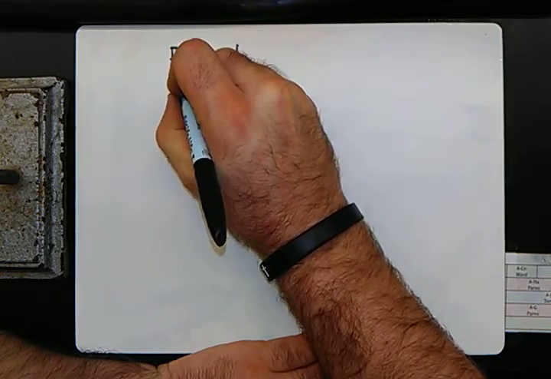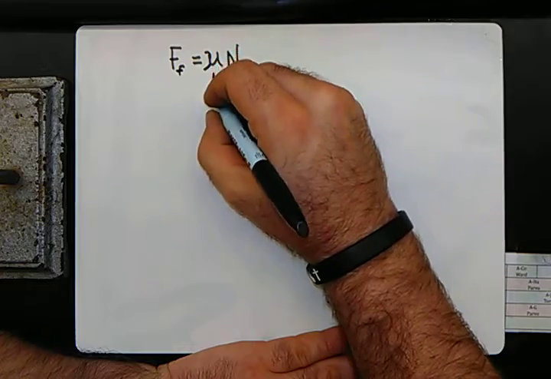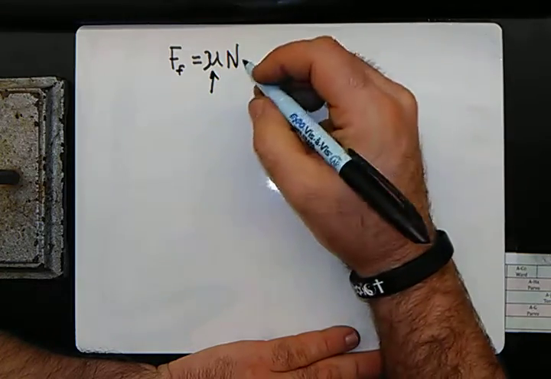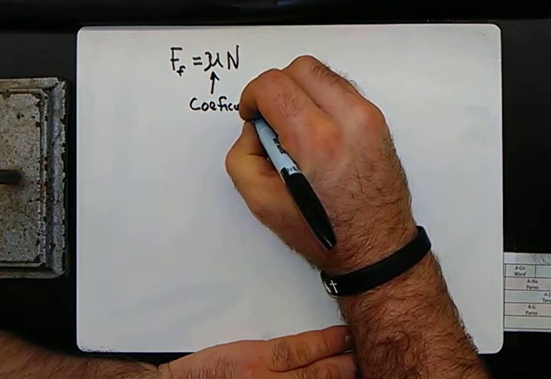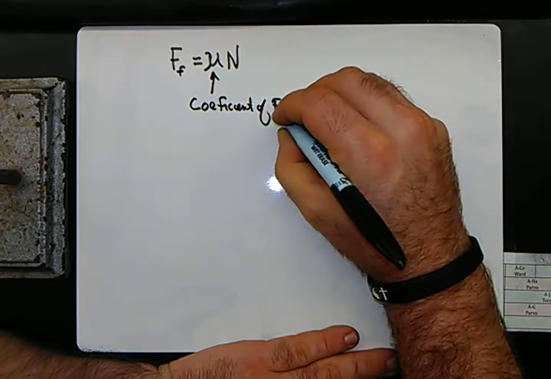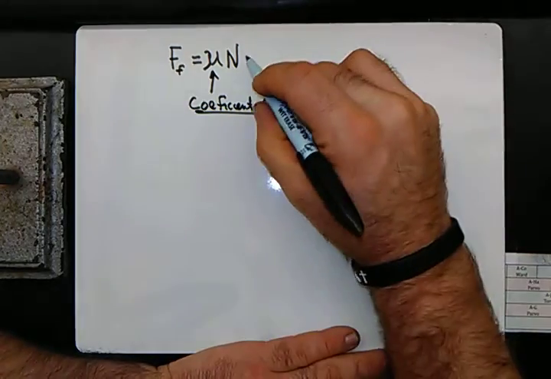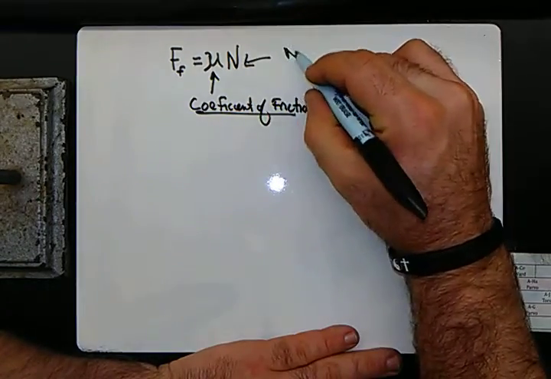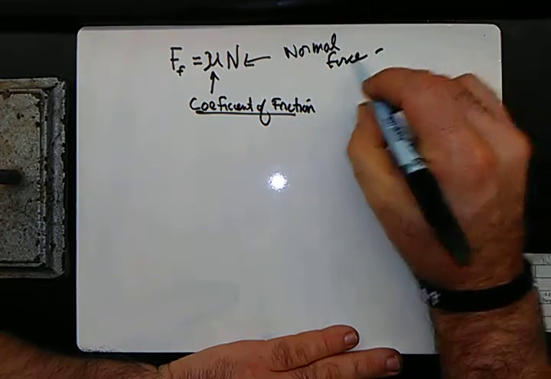But what we're really looking at is the force of friction on an object is equivalent to what we call the coefficient of friction, multiplied by the normal force on the object.